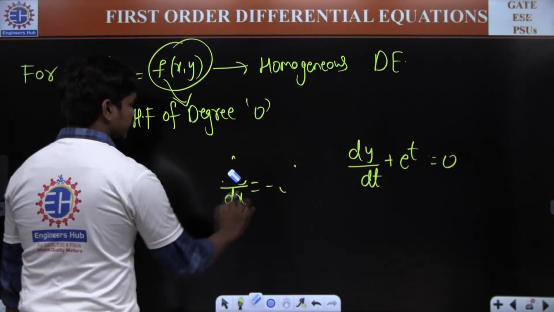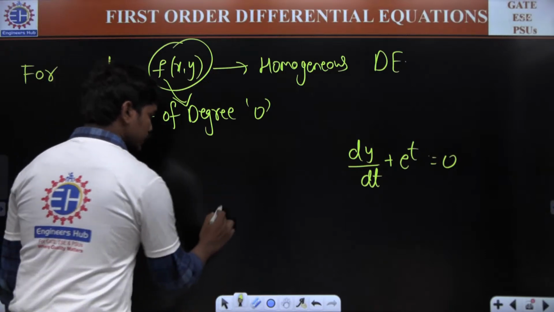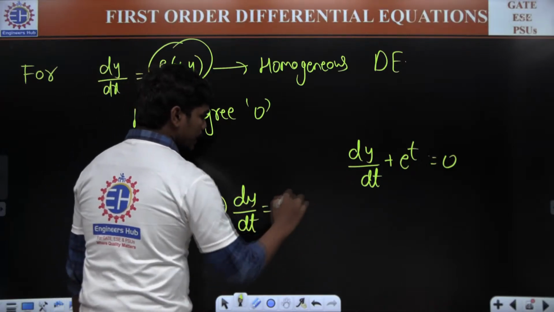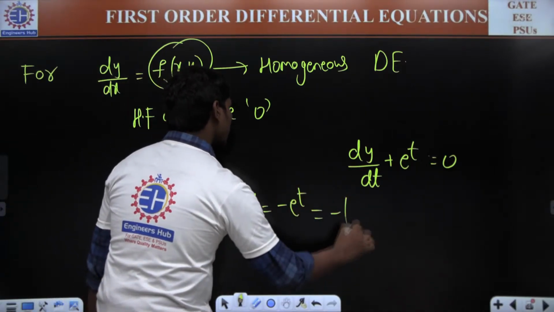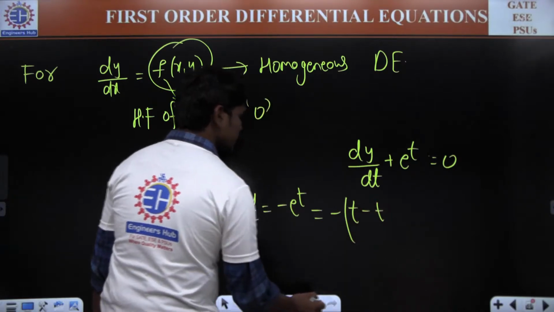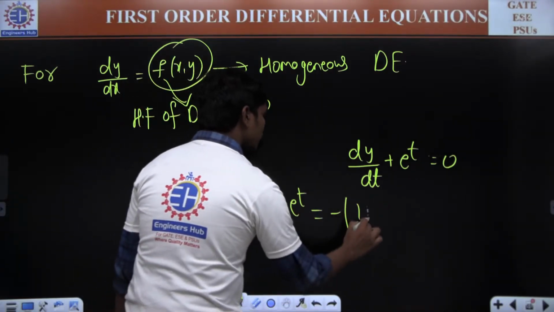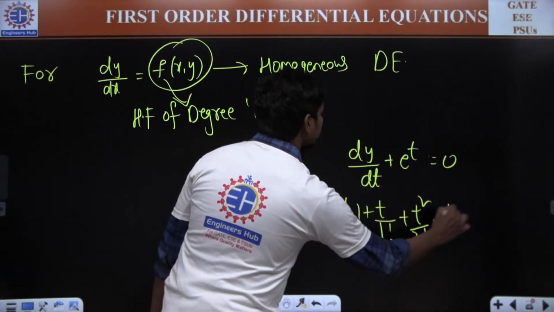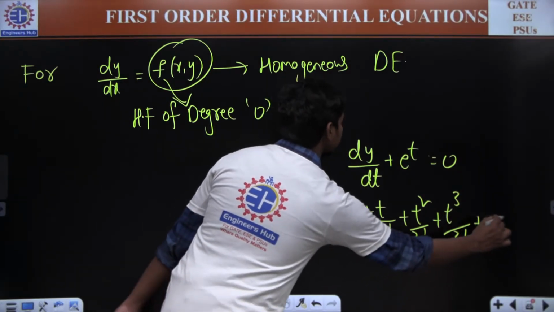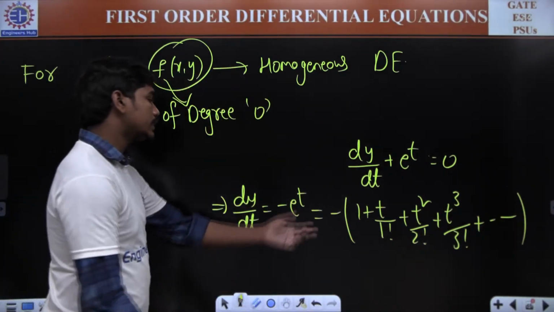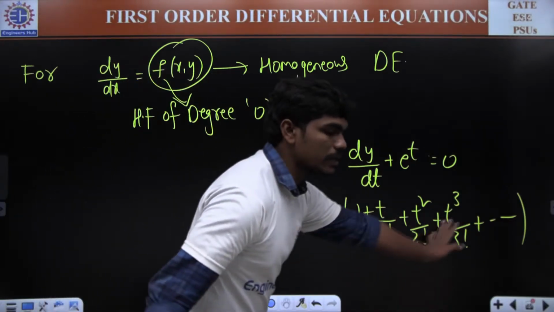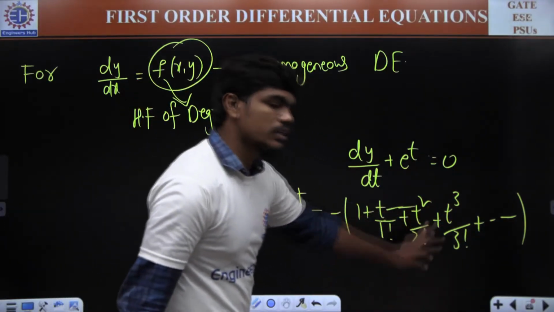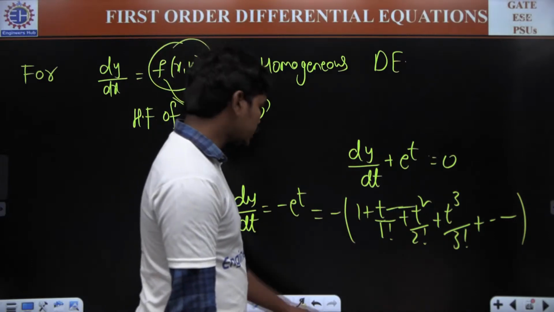Okay, so now see carefully. Why is this non-homogeneous? See, dy by dt is equal to minus e power t, correct, which is minus of, oh sorry, this is e power x, so 1 plus t by 1 factorial plus t square by 2 factorial and all. As our friend Kamaluddin told, we have a series expansion for this function e power t. Now you can see this dy by dt is equal to this complete expression, which is not a homogeneous function basically. Since this is not a homogeneous function, we say that this is not a homogeneous differential equation.